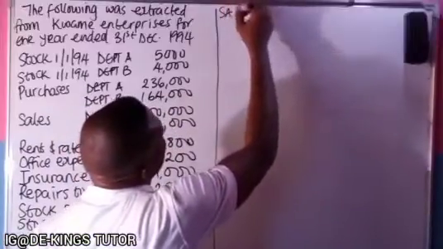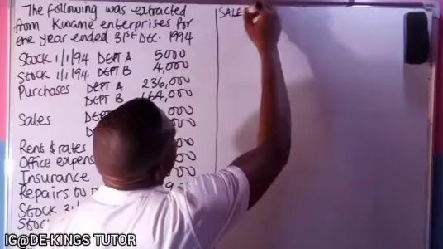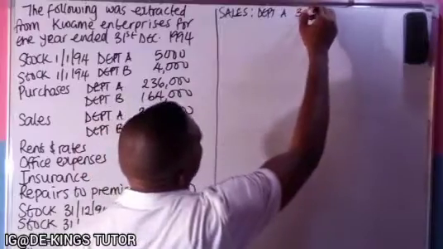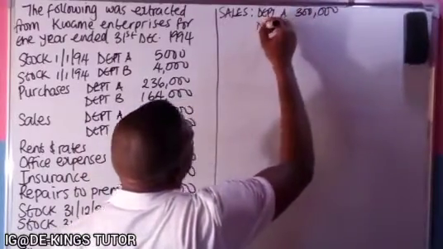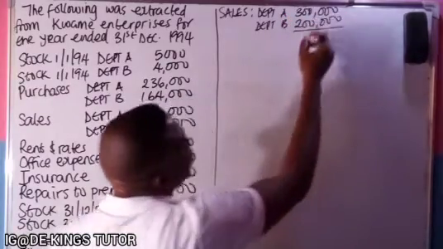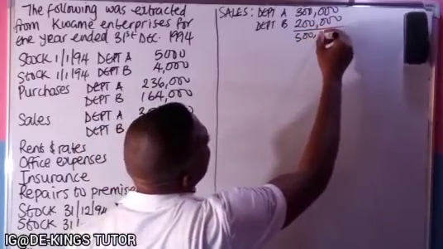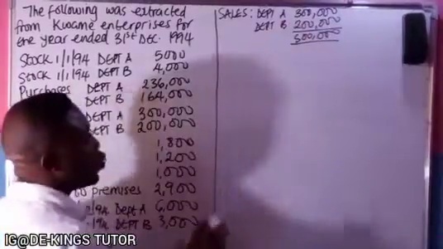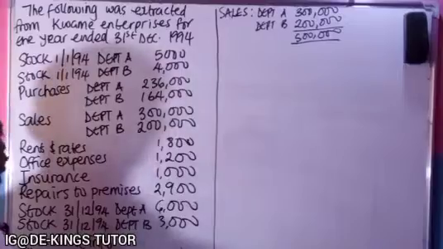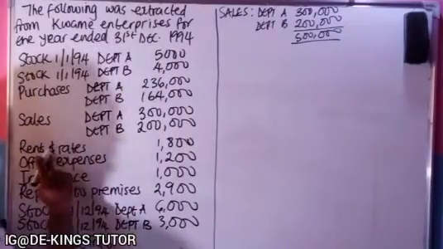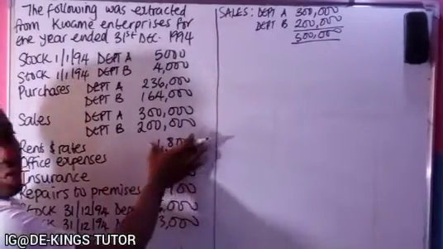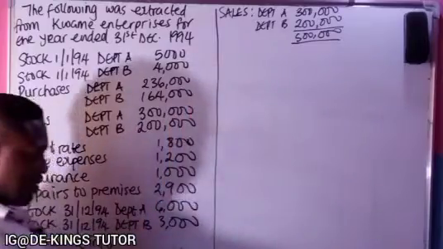Now this is sales, this is the solution. This is Department A, 300,000, while Department B is 200,000. So to get the total, 300,000 plus 200,000 is 500,000. So that's the total. We have gotten this first. Now I'll show you what to do with it. They said let's get the expenses in the ratio of sales. The first expense here is rent and rates. Look at it, it wants to be apportioned to the departments. We are going to do that because they gave us a command.